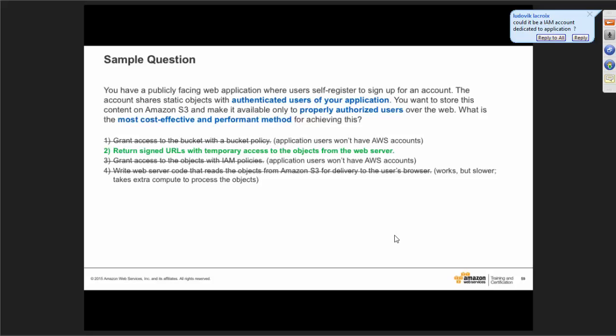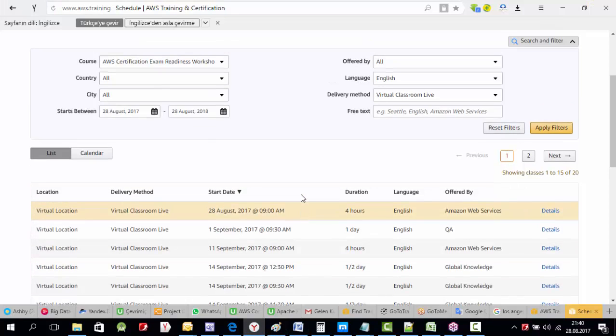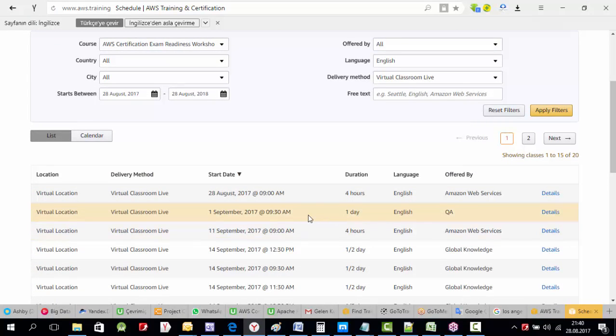There's a question, could it be an IAM account dedicated to an application? The problem with doing that is they're all coming in as that same user. They're not getting different keys. From an architecture perspective they could do that, but looking at this, you want it to be secure, so that implies you want different keys for everyone coming in.